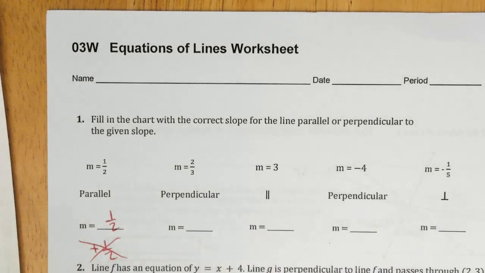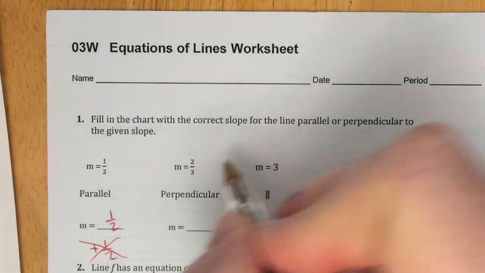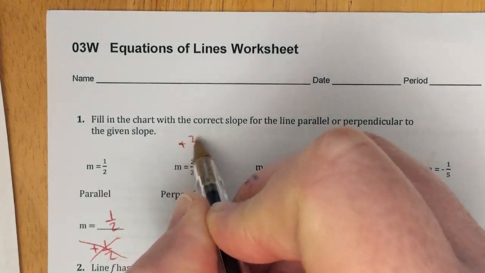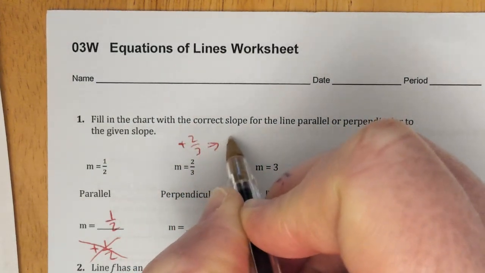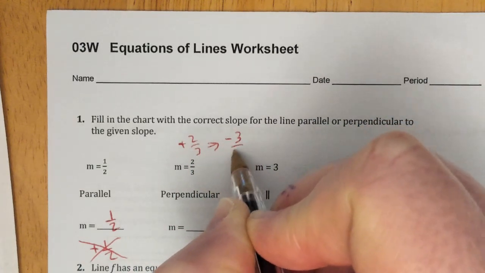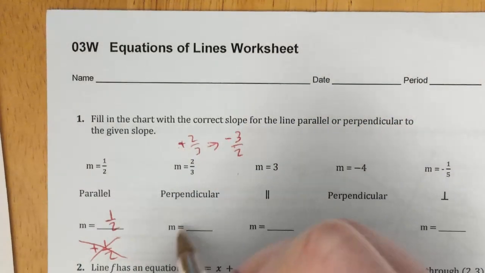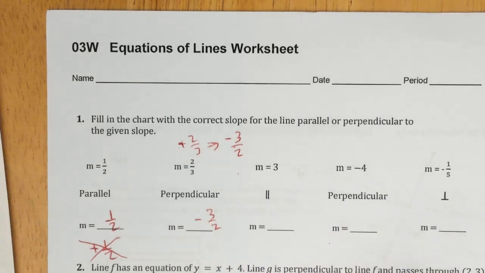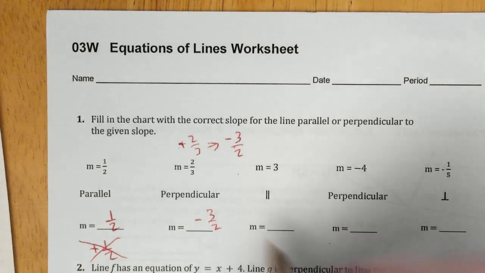Just pointing that out. Okay, so perpendicular, we have a positive 2 over 3. What would that turn into? That would turn into a negative 3 over 2. You flip the sign and you flip the fraction. So negative 3 over 2. And I'm going to just do one more example for you.